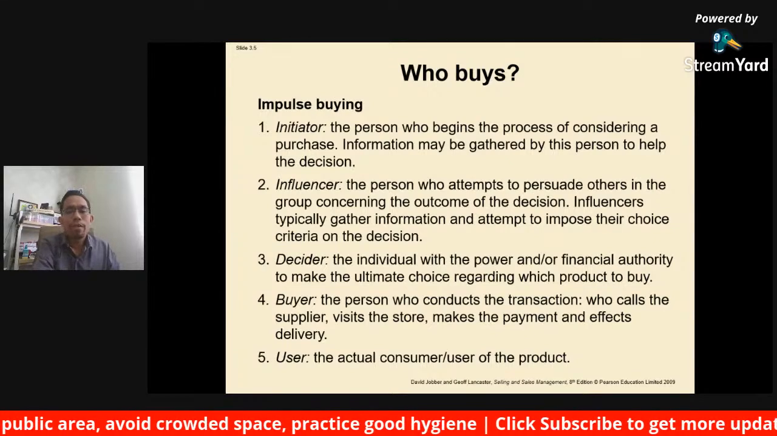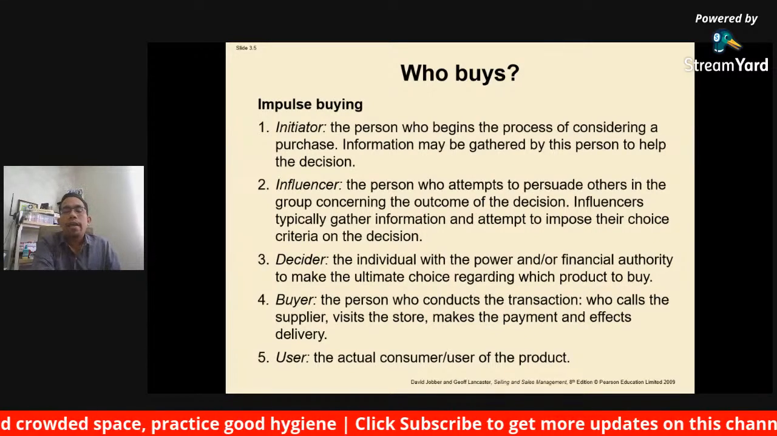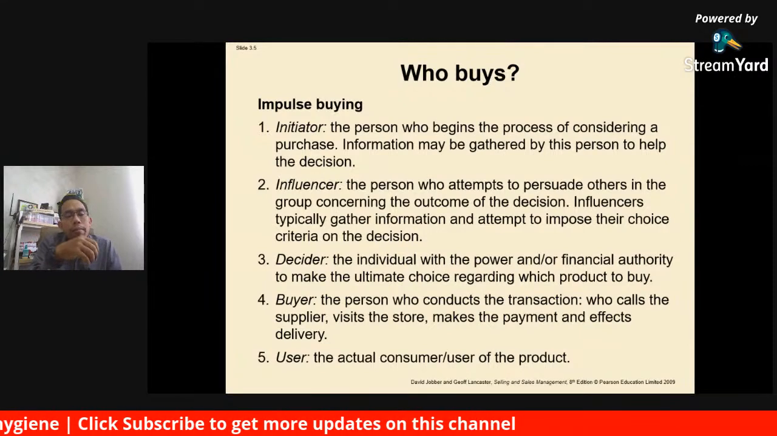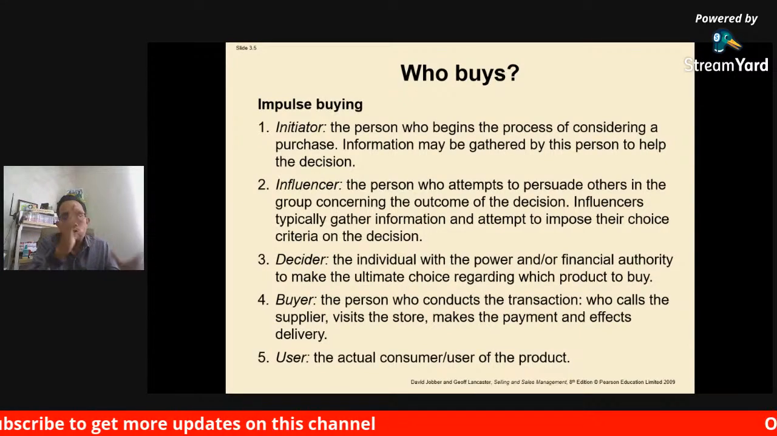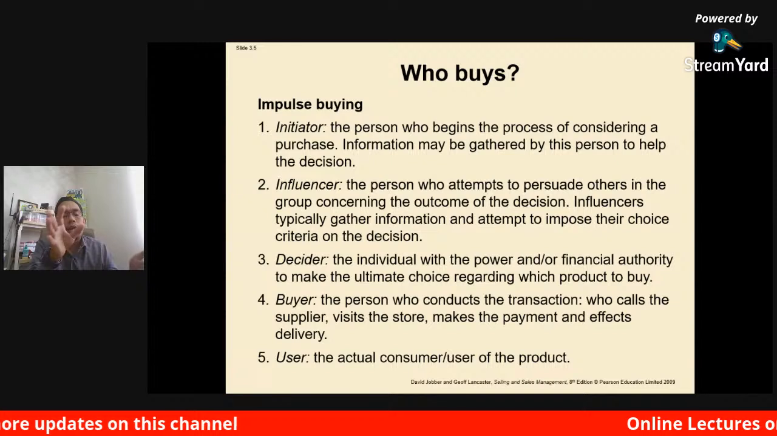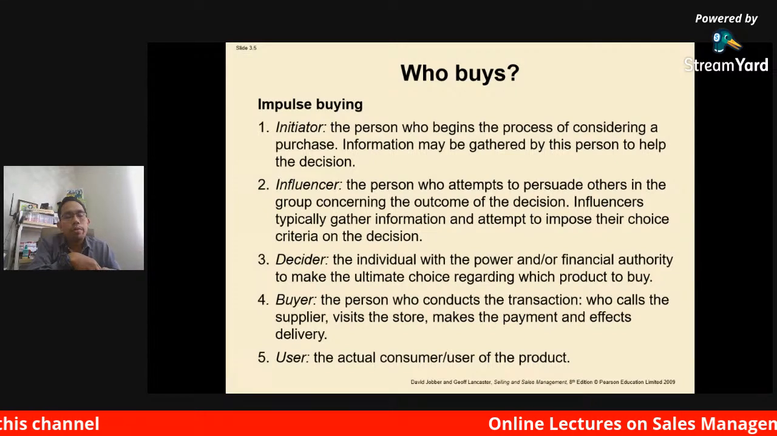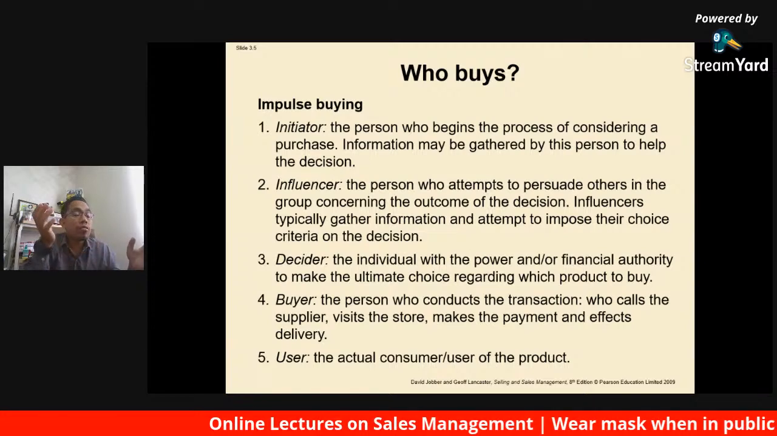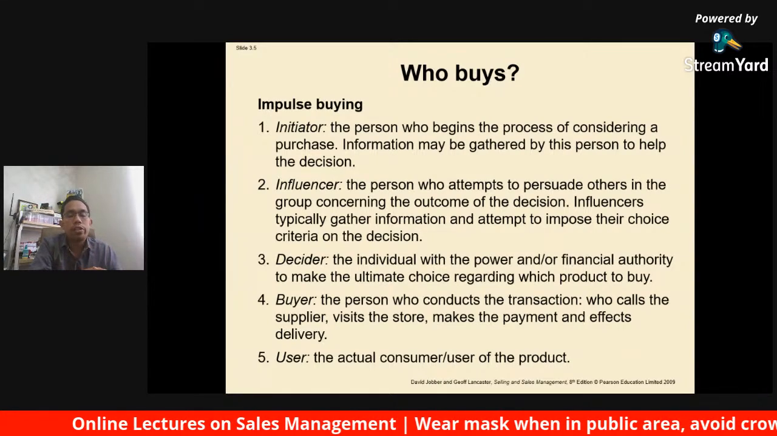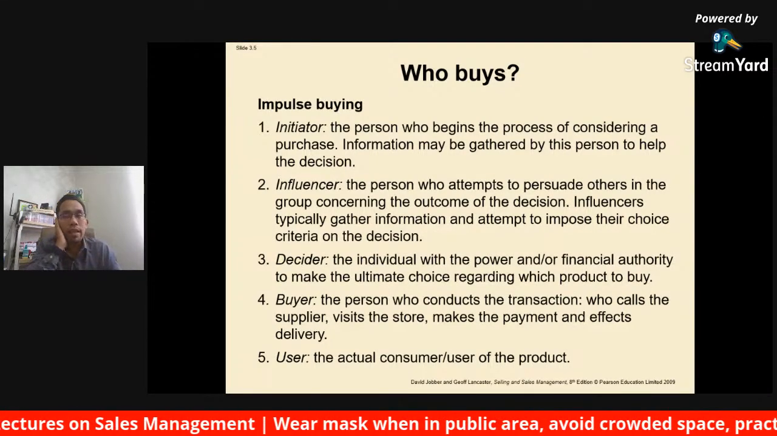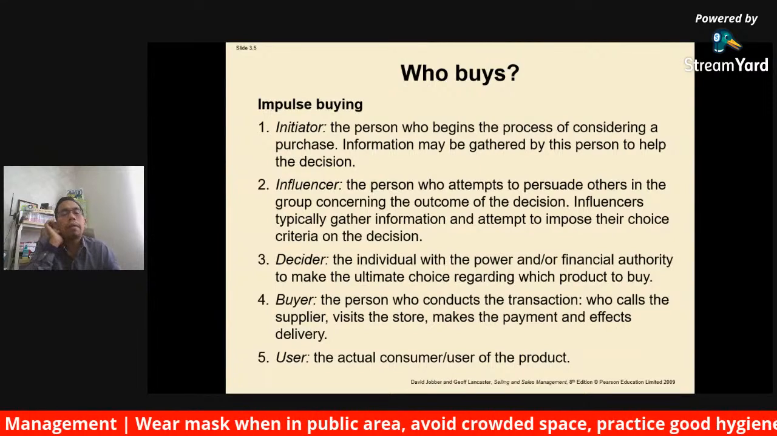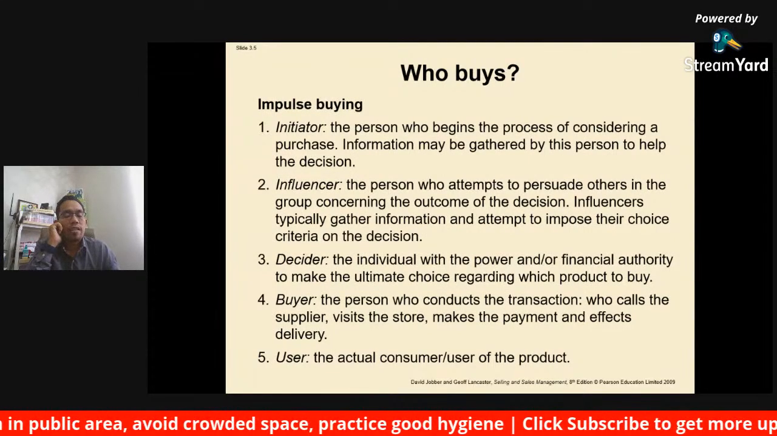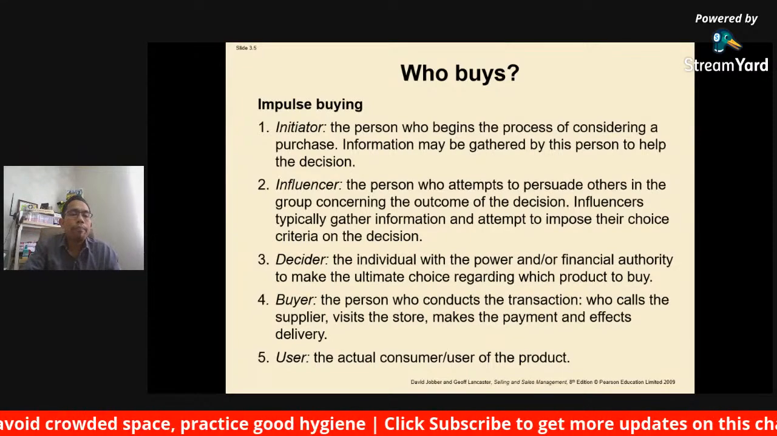Okay, let's continue. This role can be taken by one person or played by somebody else. It can be in 5, can be in 4, but everything starts with the initiator. Sometimes you might think that you have a problem you need to solve, so that's the process of initiating.